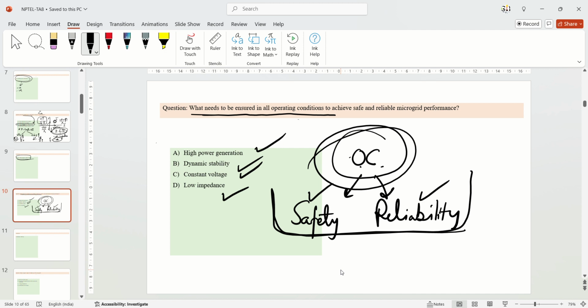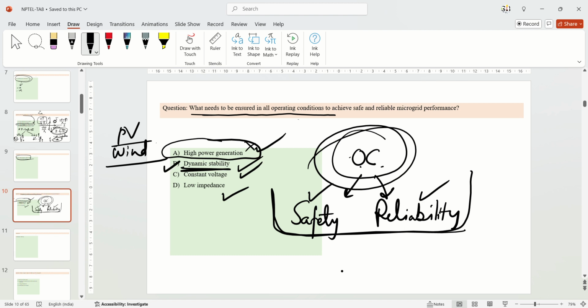Okay, let me give the solution for this. Regarding microgrid performance, these are the operating conditions to achieve safe and reliable microgrid operation. High power generation is not the case, because operating reliability is the issue with PV generating sources and wind-based systems. Reliability is the major criterion, but it is not ensured in those. So this is not the case.